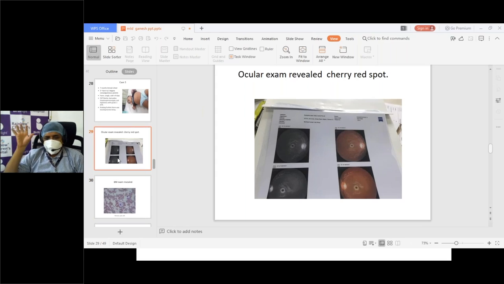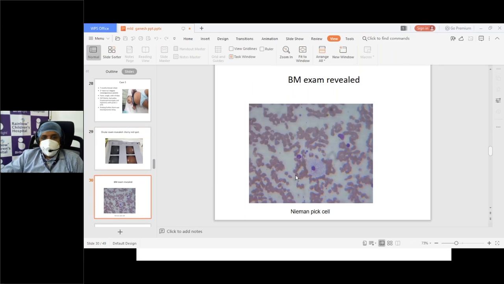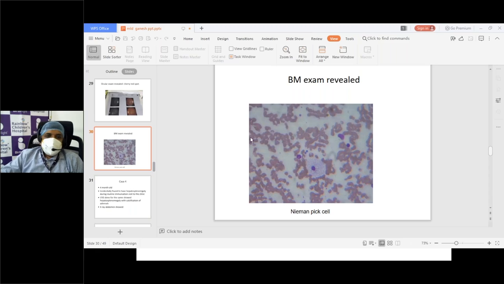So these were the four differential diagnoses we kept in mind, and the bone marrow examination revealed a Niemann-Pick cell, which is nothing but a large cell with a foamy cytoplasm and the nucleus pushed almost to the periphery. We did the molecular gene testing, which confirmed it is Niemann-Pick disease, and we offered only supportive treatment, and the child finally succumbed.